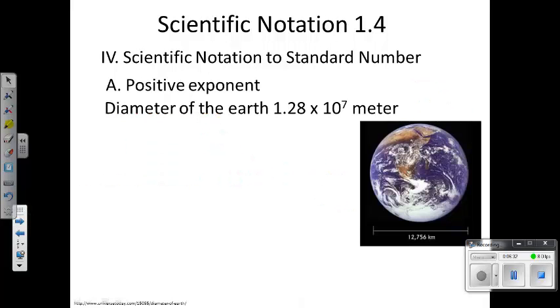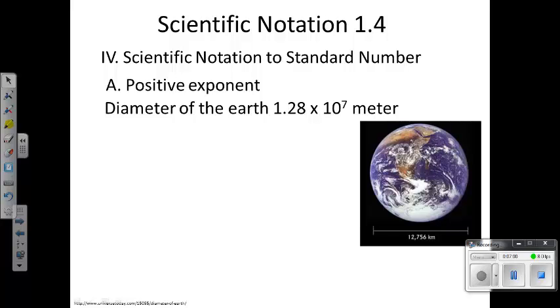See if we can do some other things here. How about if we start out with scientific notation and we want to end up with a standard number? So the diameter of the Earth is 1.28 times 10 to the 7th meters. So you wonder how they measure all this stuff, right? Distance between the Earth and the Moon, the radius of a gold atom, the diameter of the Earth. These people are not using yardsticks, I'll tell you that much.